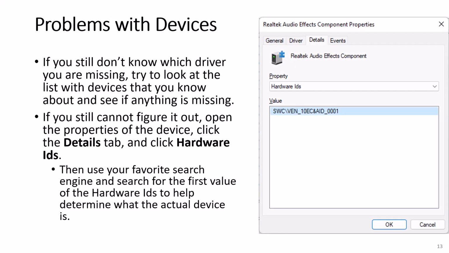If you still don't know which driver you're missing, try to look at the list of devices that you know about and see if anything is missing. If you still cannot figure it out, open the properties of the device, click the Details tab, and click Hardware IDs. Then use your favorite search engine and search for the first value of the hardware IDs to help determine what the actual device is.